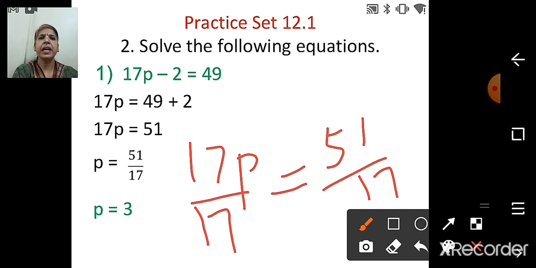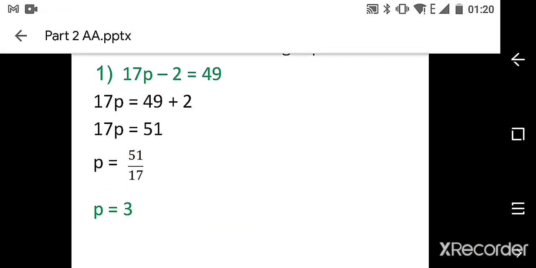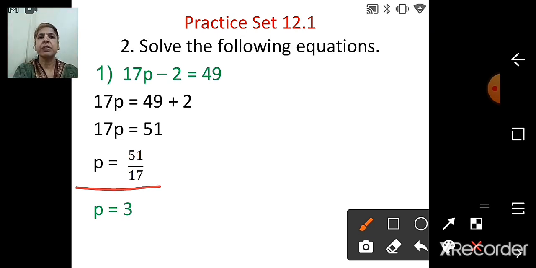So dividing by a non-zero number on both the sides, 17 will get divided, and what will remain is p is equal to 51 upon 17. So this way we have got the step p is equal to 51 upon 17. And now you divide 51 by 17.